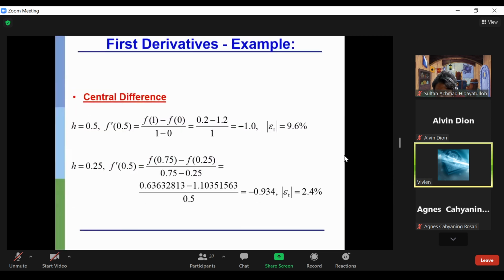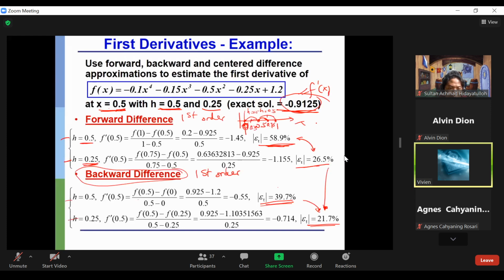Now we will test the central difference scheme, in which if we want to find the value at i, which is 0.5, it is calculated using the values at x i plus 1, which is 1, and x i minus 1, which is 0. So the first derivative using h of 0.5 is equal to f1 minus f0 divided by 1 minus 0. The result will be minus 1, and the error will be less than 10%.